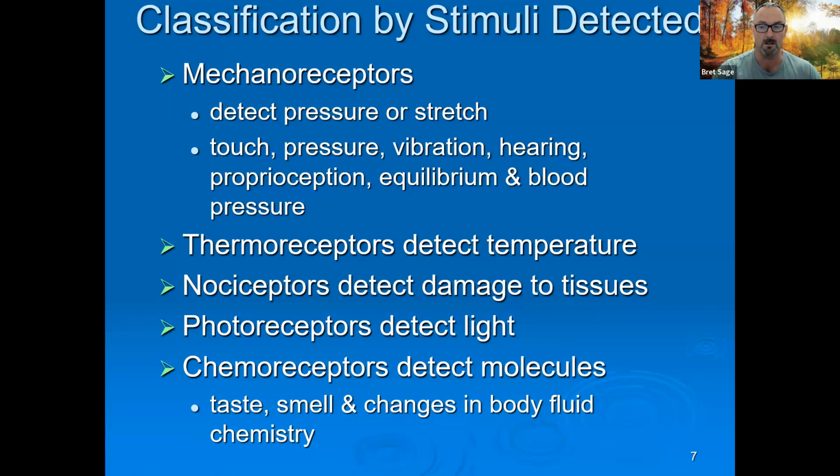Thermoreceptors detect temperature, such as warmth and cold. Nociceptors detect damage to tissues. These are pain receptors. Photoreceptors detect light. Those would be the rods and cones in the retina of your eye. Chemoreceptors detect molecules in fluids. So, for example, taste, smell, and other changes to bodily fluid chemistry are sensed by chemoreceptors sensing chemicals.